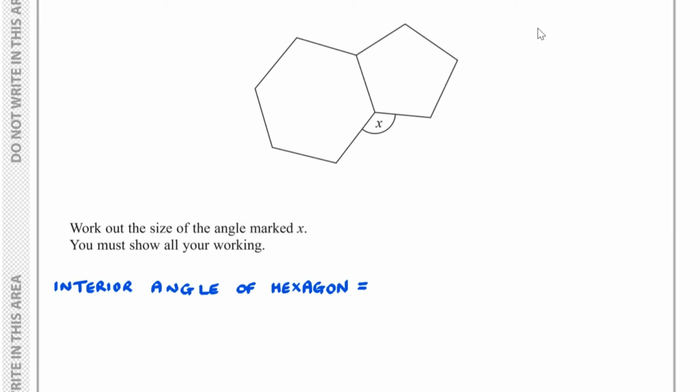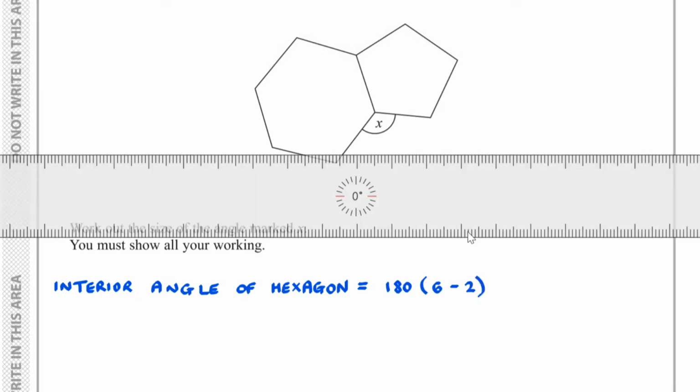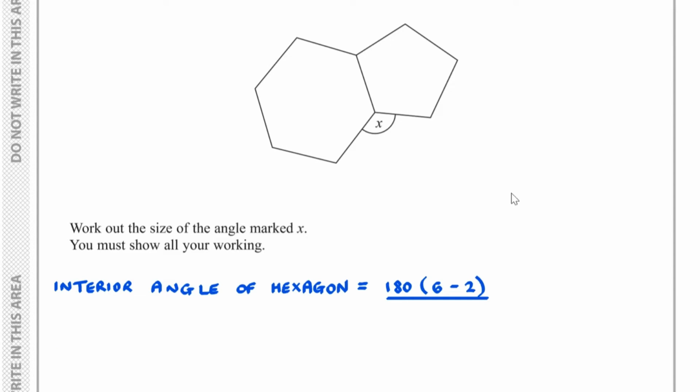Well, the interior angle of the hexagon, that will equal 180 multiplied by 6, because we've got 6 sides, subtract 2, and then we need to divide this by 6, and so 180 multiplied by 4 over 6, that's equal to 120. So this angle here is 120.